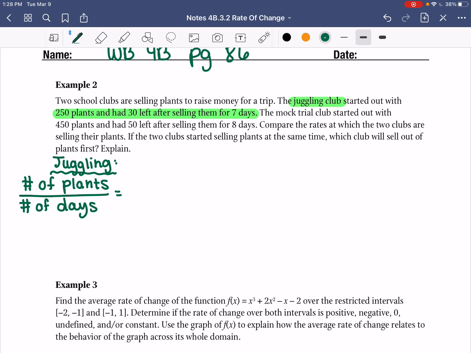So our juggling club, it said they started with 250, they have 30 left. So if they started with 250 and had 30 left, that means that they've sold 220 plants. They've been selling them for 7 days. So their rate, 220 divided by 7, get on my calculator, is 31.4 plants per day.